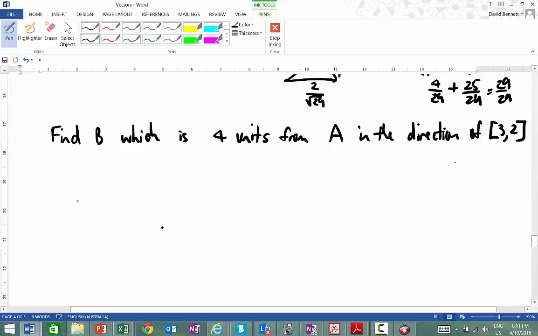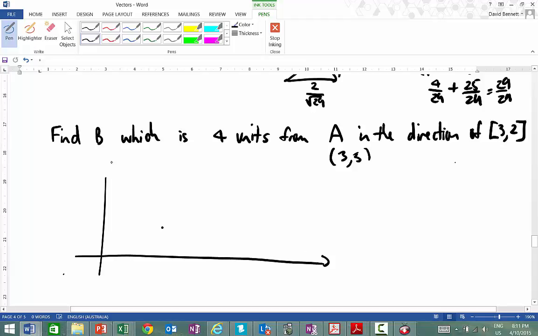So if we're thinking about what we've got, let's say A is a point which is (3, 5). So from my x, y axes, get a picture of what this looks like. So (3, 5) is where A is. And B is a vector which is 4 units away from that in the direction of (3, 2). So B is out here somewhere.